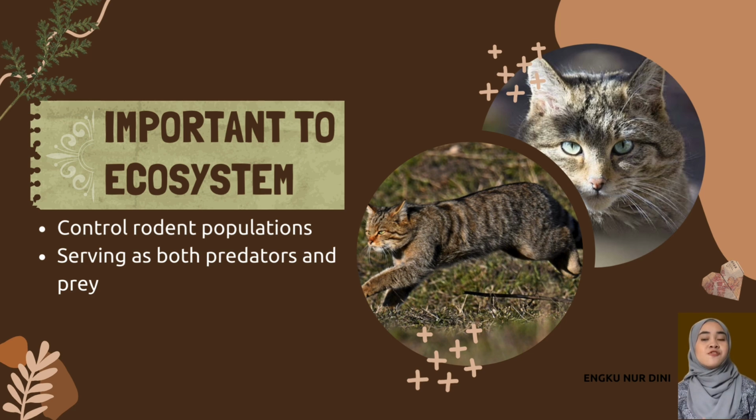These wildcats play a vital role in maintaining the balance of their ecosystem. They help control the rodent population, which in turn helps preserve vegetation and prevent the spread of disease carried by rodents. Additionally, wildcats are part of the food chain, serving as both predators and prey, which contributes to the overall health and biodiversity of their habitats. Protecting the ecosystem is essential for ensuring the survival of Felis silvestris and other species that depend on it.